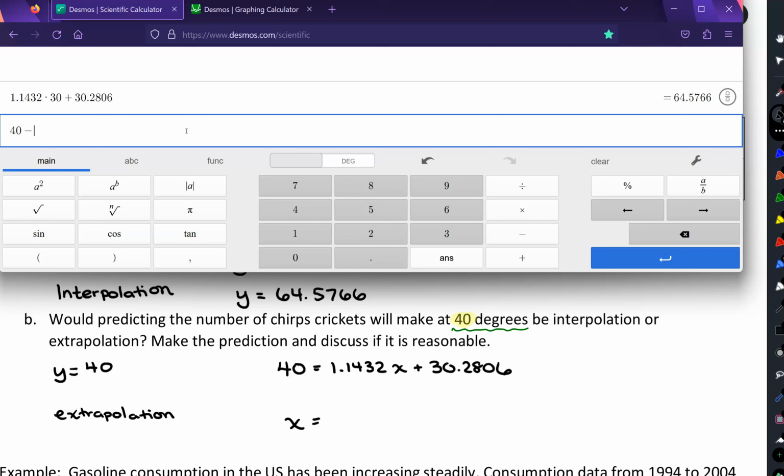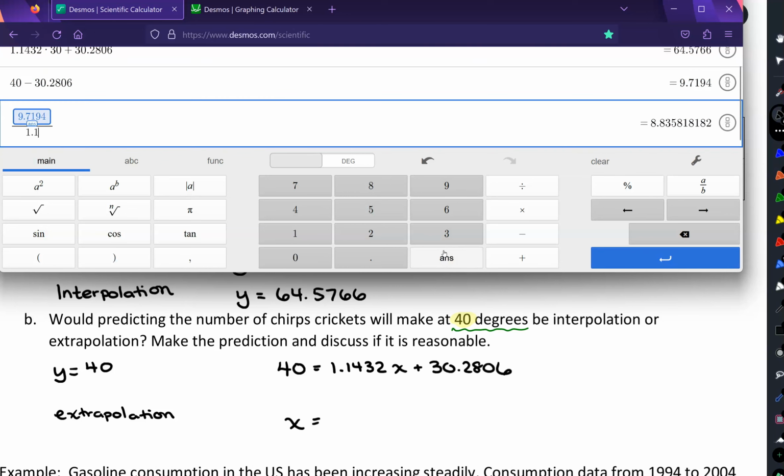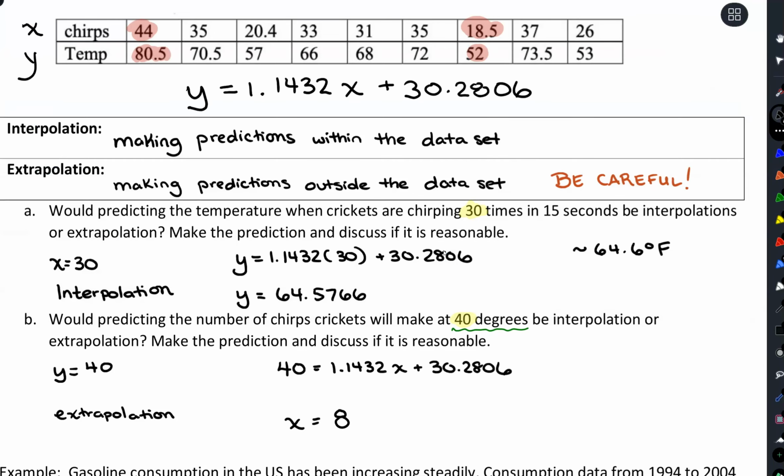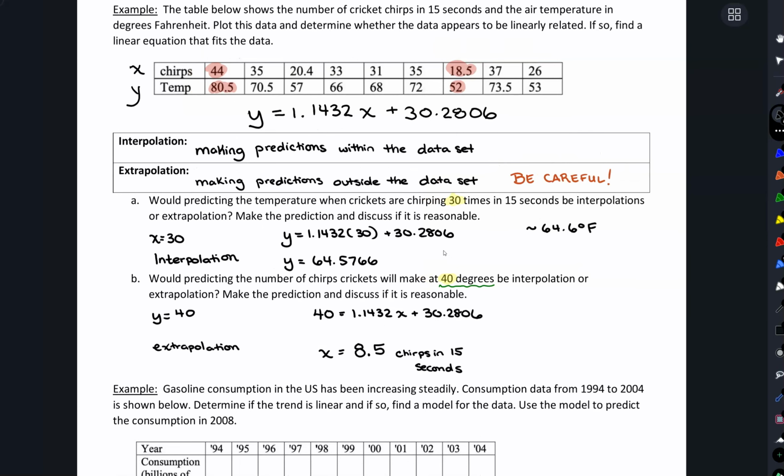So let's see, we have 40, we're going to take away 30.2806, and then we're going to take that result and divide it by 1.1432 for 8.5 chirps in 15 seconds. So, pretty slow chirping from the crickets, but it is colder outside. It's not totally unreasonable, but we'd want to be careful.